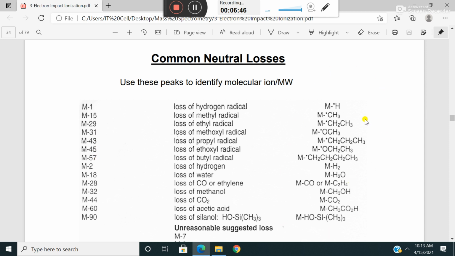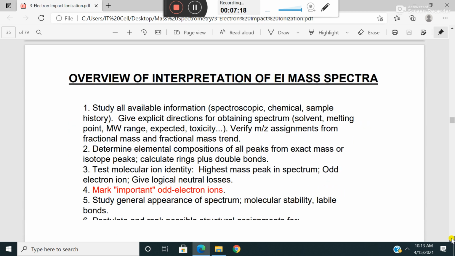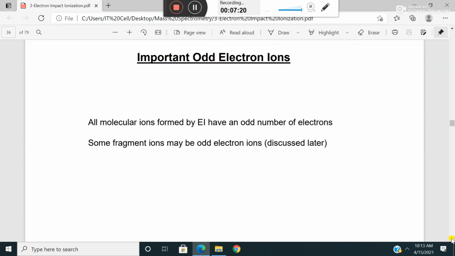You should memorize all these when we are dealing with the other techniques later on. This information could be crucial because it gives you information about the neutral losses, right? Loss of water is M minus 18, loss of CO is M minus 28, M minus 32 is loss of methanol, and carbon dioxide. So these are the well-known neutral losses you can study. Summary page. So let's move on.